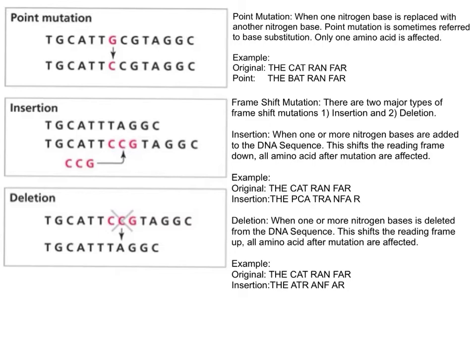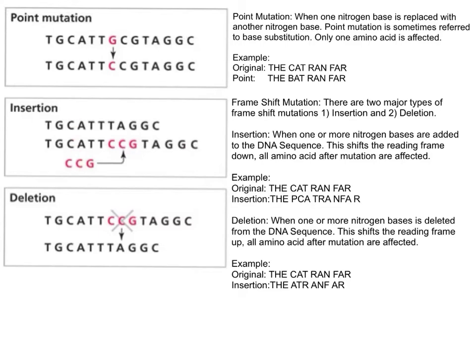Now, when we look at the second type of mutation, it is called a frame shift. So a reading frame is every 3 bases, which is why in my examples I am giving you 3-letter words. So in frame shift mutation, there are 2 major types. The first one is insertion, and the second one is deletion. Insertion, just like it says, is when one or more nitrogen bases is added to the DNA sequence. So when I'm adding nitrogen bases into the sequence, you can see that the entire sequence is then pushed down. So this shifts the reading frame down.